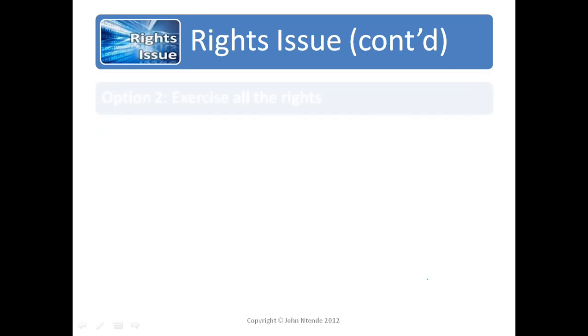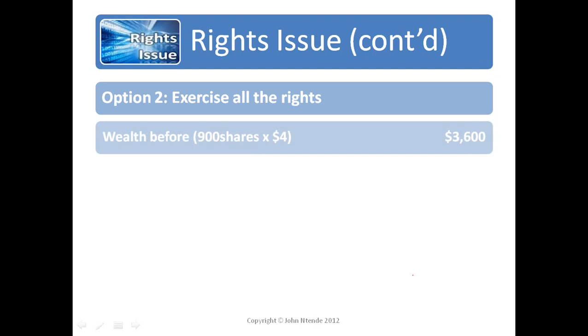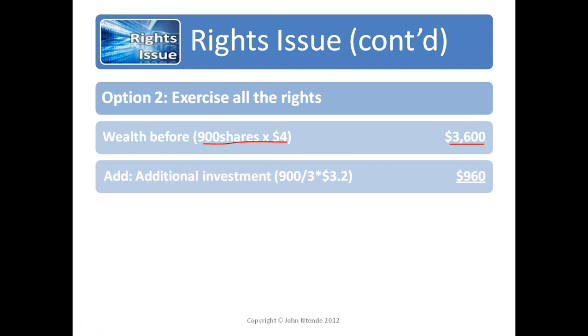Let's look at the second option, which is exercising all the rights. Before, we had 900 shares trading at $4, giving us $3,600. We have an additional investment. Remember, for every 3 shares held, the new shares subscribed to are 900 divided by 3, which is 300.